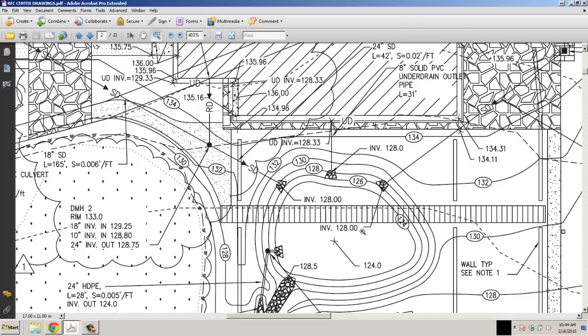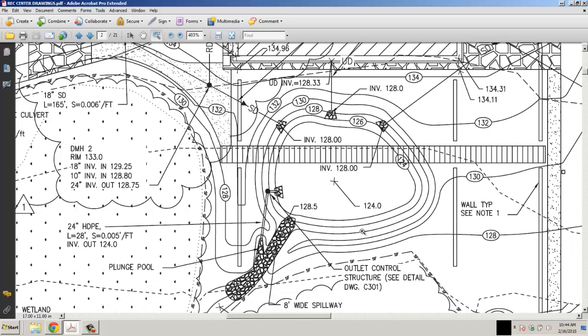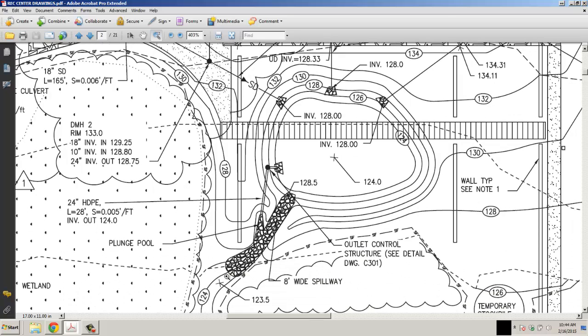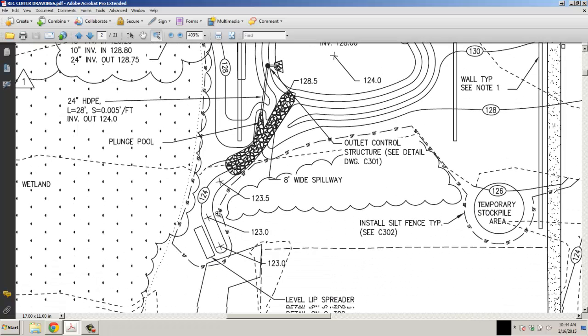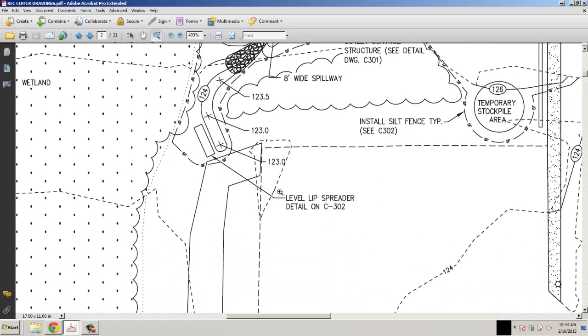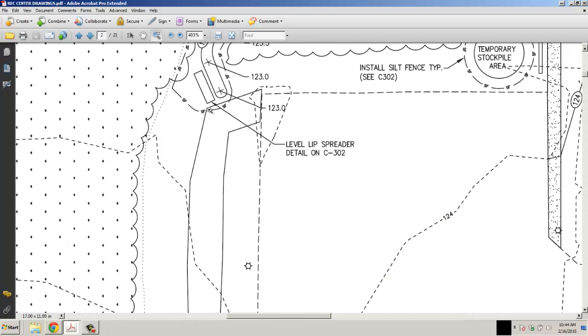Now what happens is, as soon as that water starts building up 6 feet or more, we have an outflow. Or excuse me, 6 inches or more. So once this builds up beyond this 128, in other words you're going to have 4 feet of water in here, when it gets up 6 inches above that, it's going to start flowing out through this rock basin and follow this swale down until it gets into this level lip spreader. This allows the water to flow out evenly so it doesn't all end up in one spot.